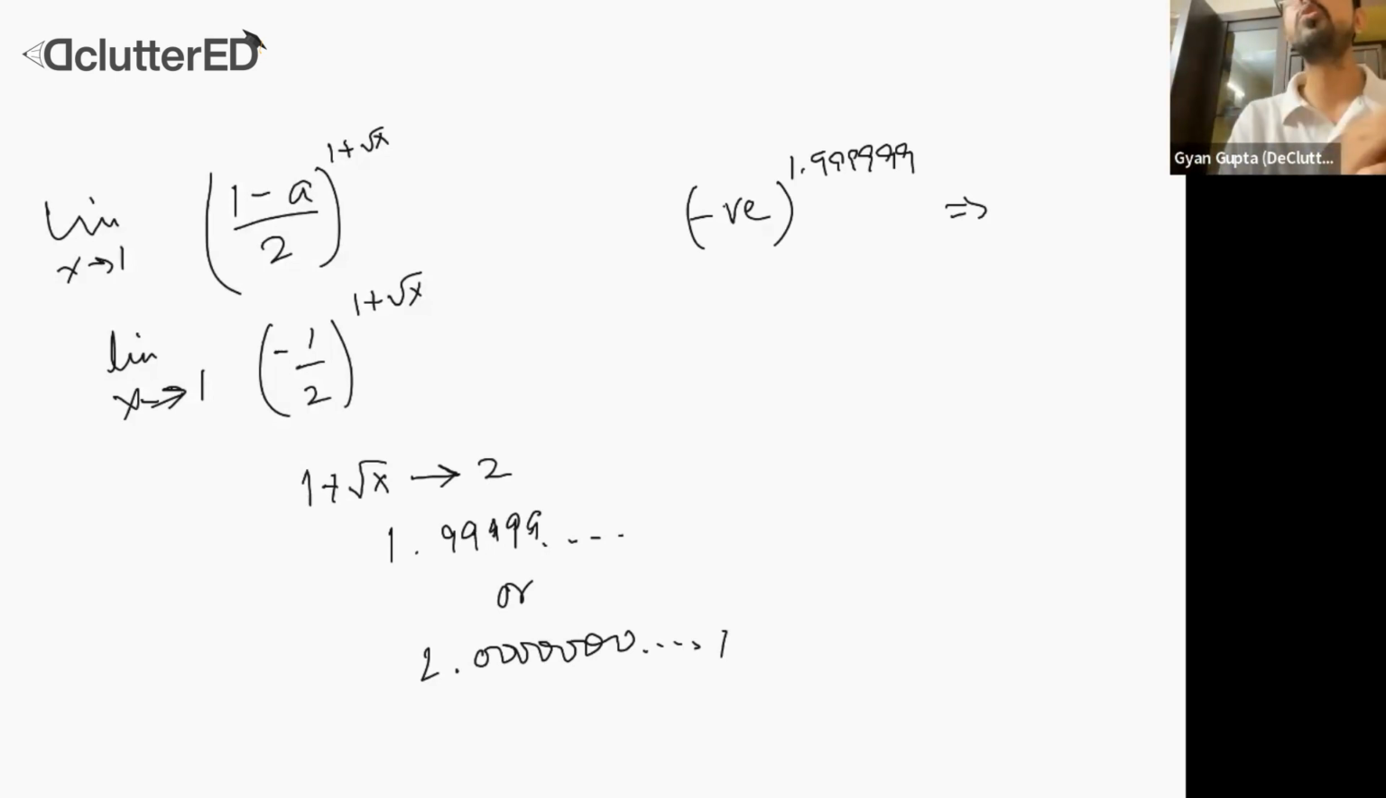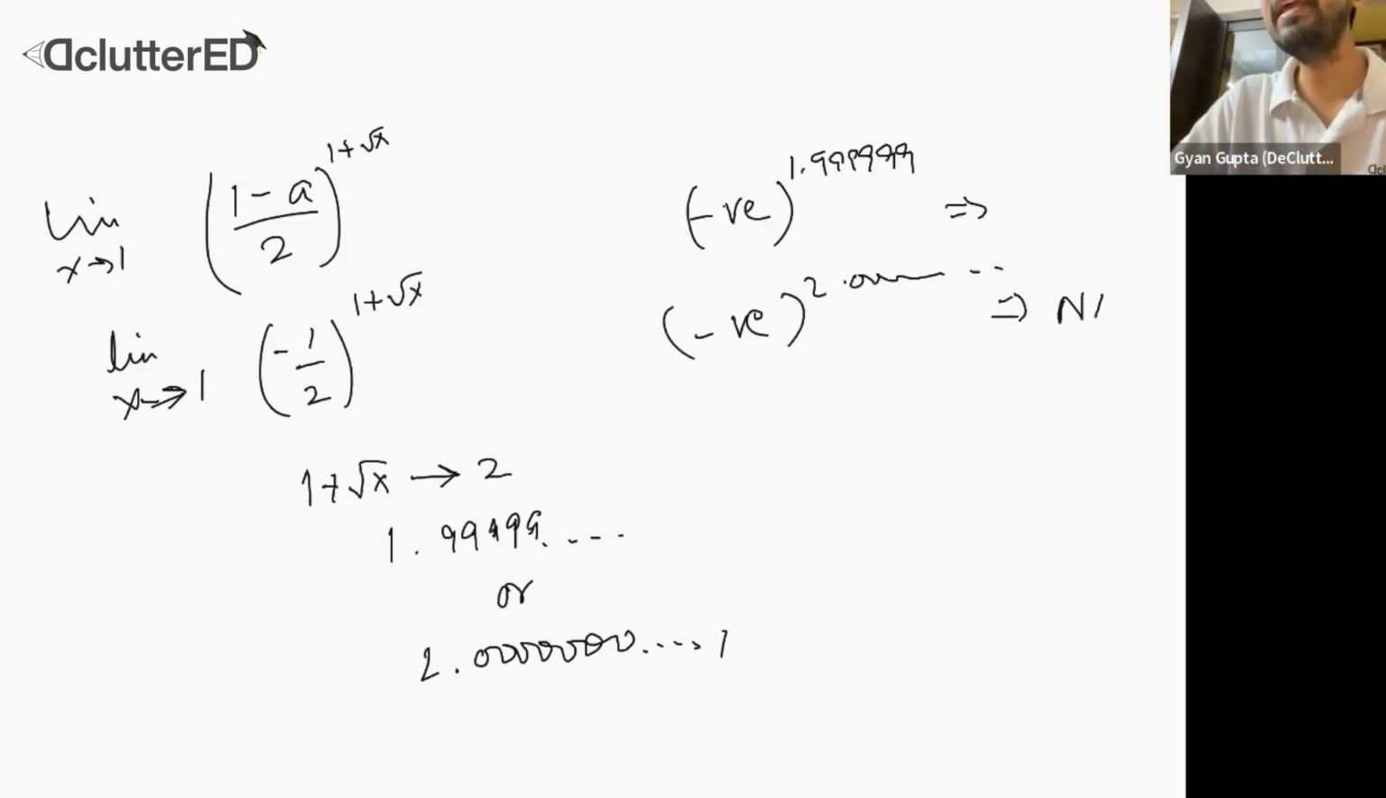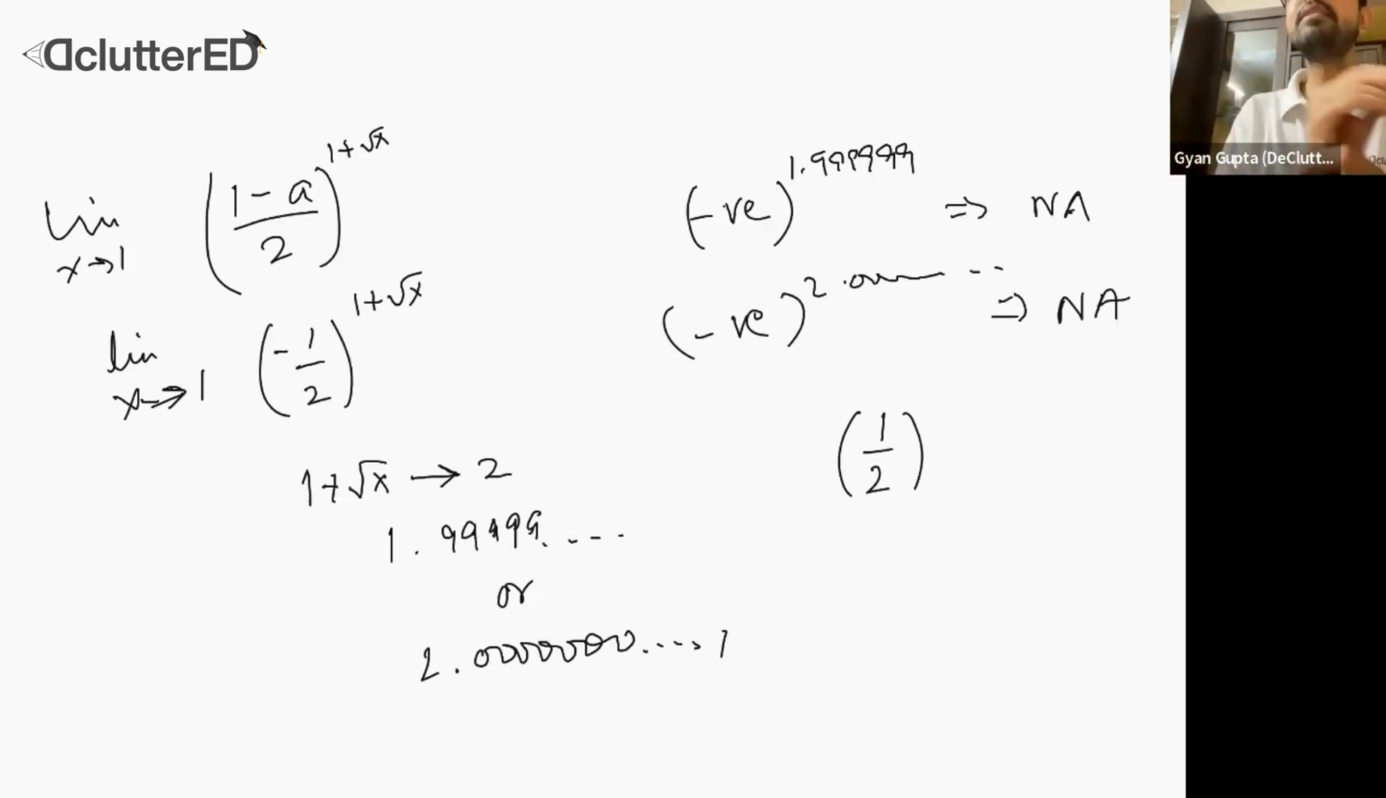The basic rule of limits is that a limit is defined only when the left-hand limit is equal to the right-hand limit. Now, when a is 0, it is (1/2) to the power 1.9999999, or (1/2) to the power 2.0000001, both of which are actually 1/4. Hence, the answer to this question is a equal to 0.